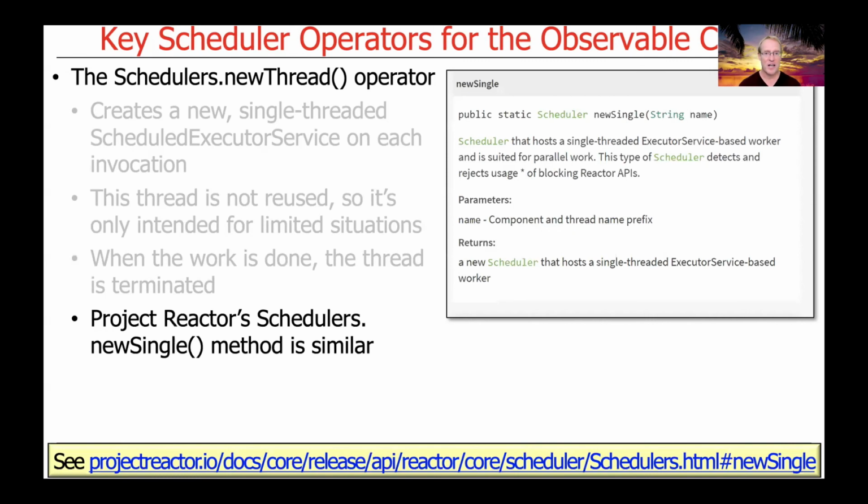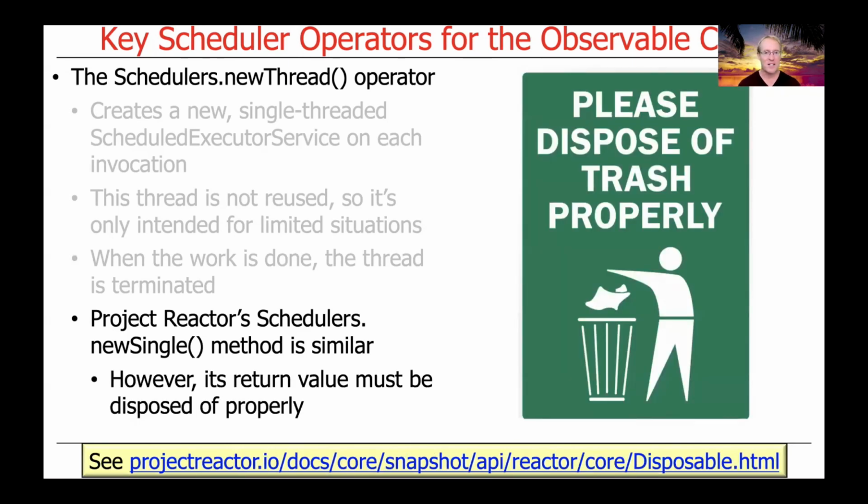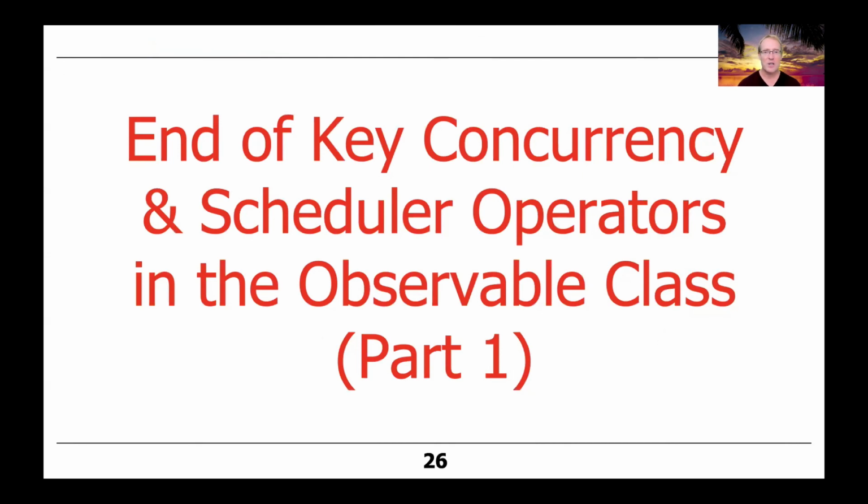Project Reactor has a Schedulers utility class with a newSingle method that's very similar to the one that we have here for newThread in RxJava. The difference, however, is that the particular scheduler method that's called newSingle will return something that has to be properly disposed of, whereas the one that we have for newThread for the RxJava Schedulers doesn't have to be disposed of explicitly. It's implicitly disposed of. So that's the end of our discussion about key concurrency and scheduler operators in the context of RxJava's Observable class.